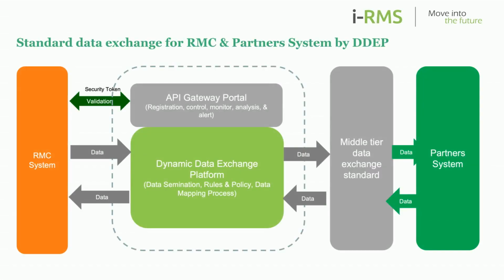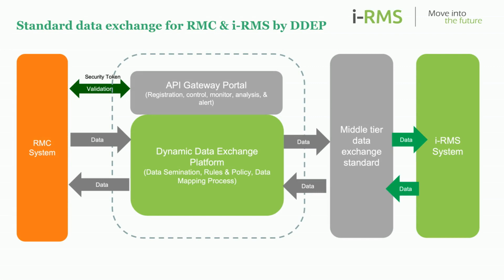DDEP provides a standard data exchange process for RMC and partner systems. The process begins with the RMC initiating the exchange by sending data through the API to the DDEP platform. The system will then verify security and access rights before passing the data to the middle-tier data exchange database. The API then sends the data to the partner system, which returns service status data through the middle-tier data exchange database. Finally, the data is converted to the RMC API format and uploaded to the RMC database.